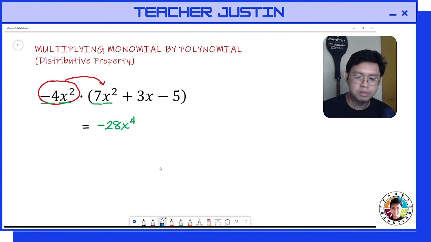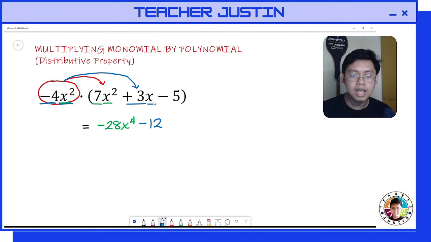Okay, let's multiply our monomial to our second term. So here, we will perform the same procedure. Coefficient times the coefficient. So negative 4 times 3. That will give us negative 12. Okay, variable times the variable. So x squared times x.